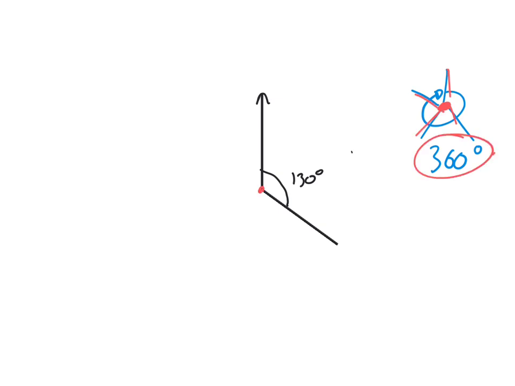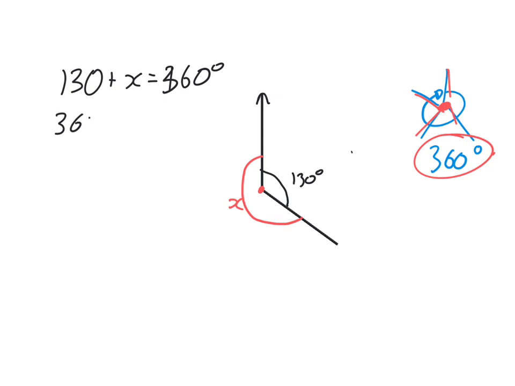So here we are, we have a point and angles coming off. We know that this angle here is 130, and we need to find this missing angle here. So I know that 130 add whatever that angle is is 360 degrees. Okay, let's use the inverse. So 360 degrees, if I take away 130, I get the missing angle. 60 take away 30 is 30, 300 take 100 is 200.